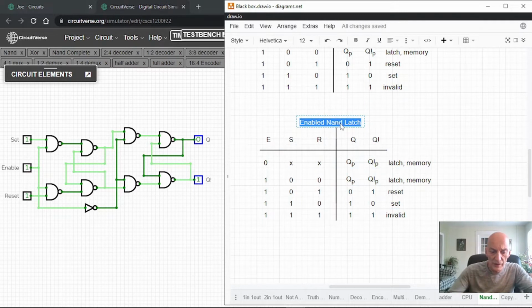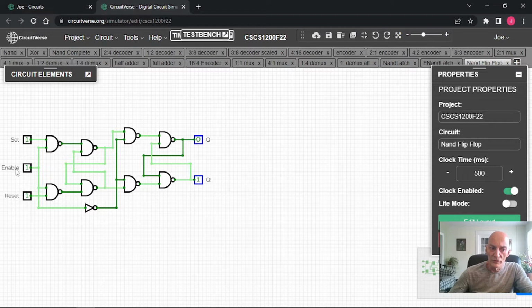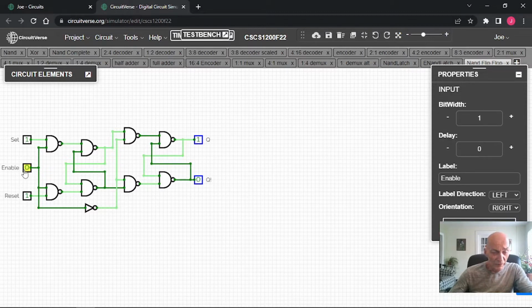And so the first thing is that this will be a NAND master-slave flip-flop. And one thing I didn't do on the circuit that I should do is we did discover that the outputs could only change on a transition of the enable.